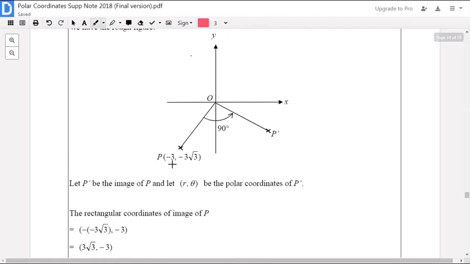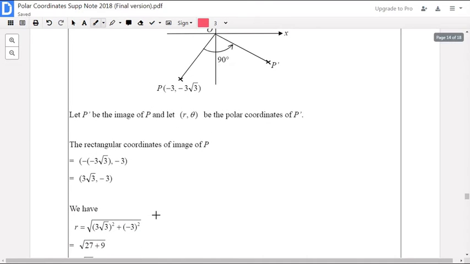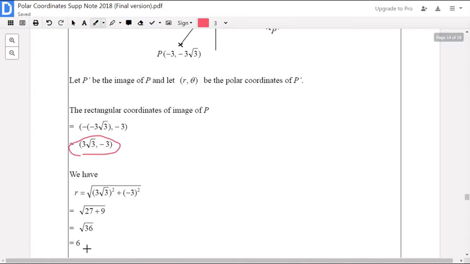Recall that you have learned in Form 1. The rotated point of (x, y) by 90 degrees anti-clockwise should be (negative y, x). So (3 root 3, negative 3) is the rectangular coordinates of the image of P. So we convert this to polar coordinates, then we can solve the problem. The radius vector should be x squared plus y squared and then take the square root. You will have root 36, which is 6.